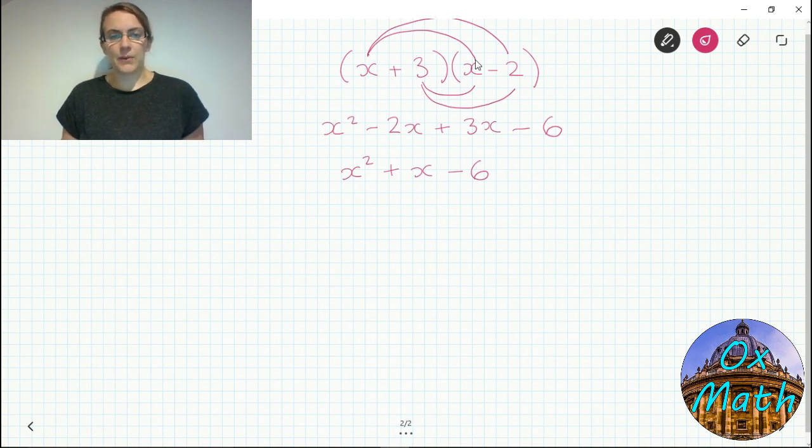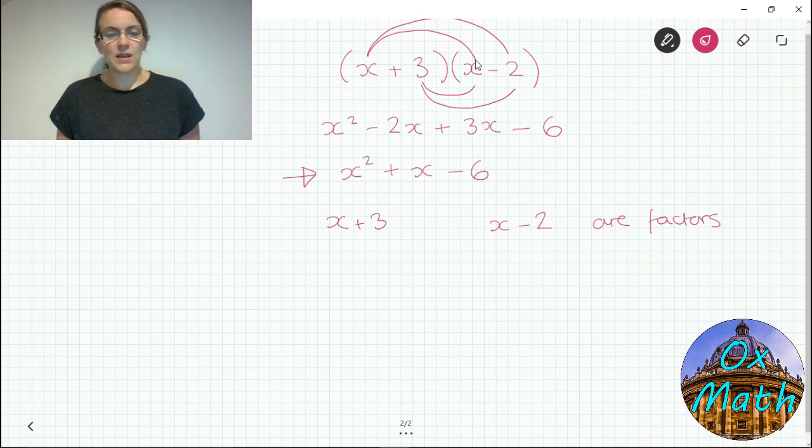If we think about what this means, if we take the quadratic equation x squared plus x minus 6, x plus 3 and x minus 2 are both factors. So they are two things that multiply together to give us the equation x squared plus x minus 6. So that's what we mean when we're factorising something. We are trying to find the factors.